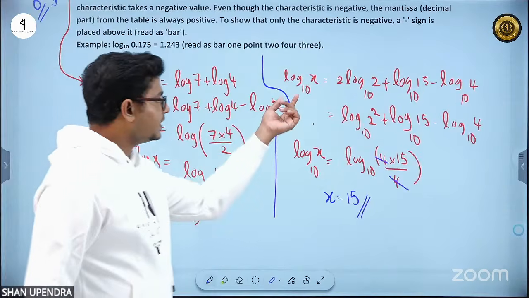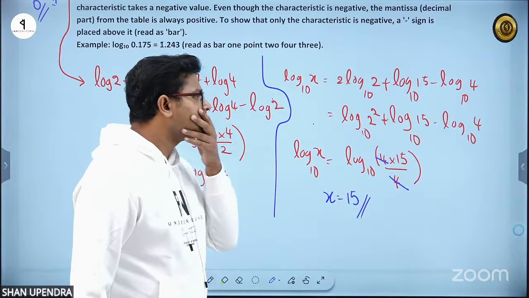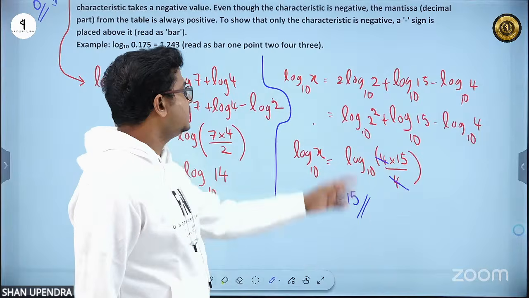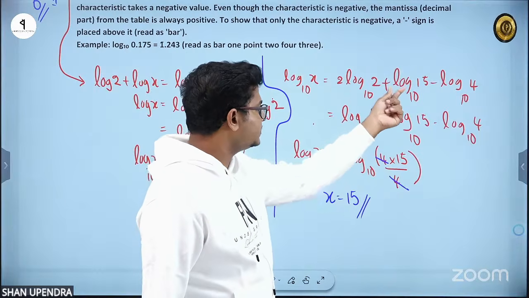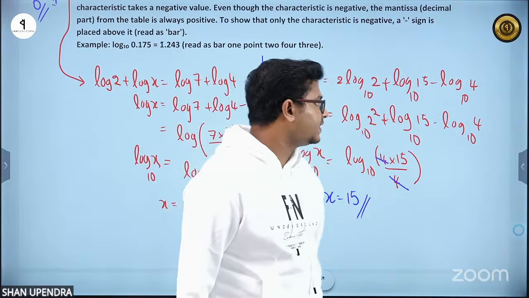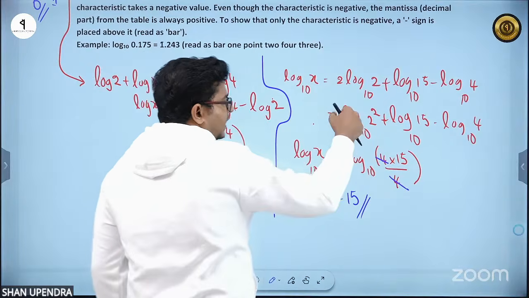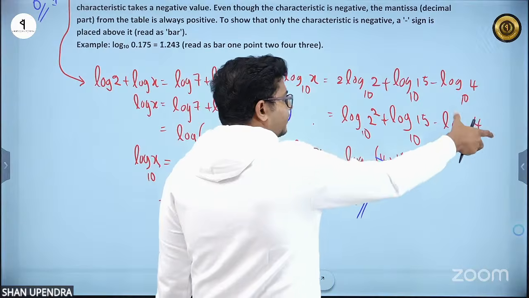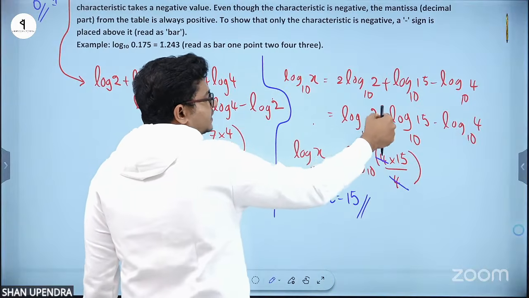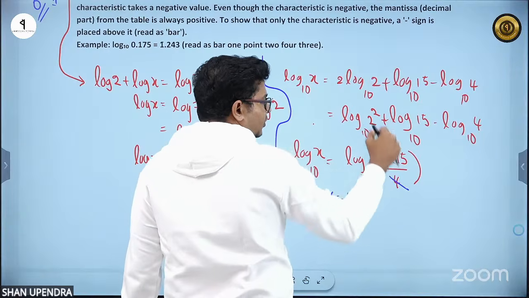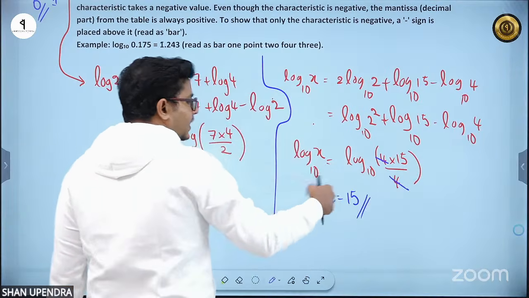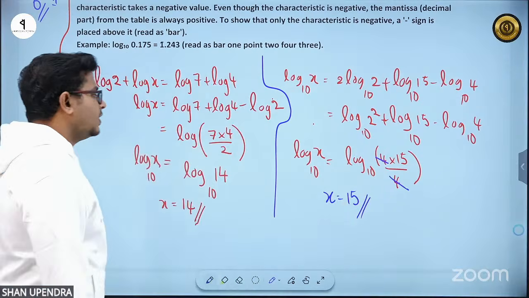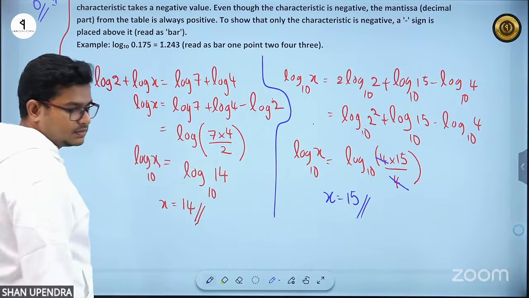So here I'll explain that one again because maybe the sound is not there when I'm explaining this one. So log base 10 x equals, here the question is 2 log base 10 of 2 plus log base 10 of 15 minus log base 10 of 4. So we can represent this one as log base 10 of 2 to the power 2 plus log base 10 of 15 minus log base 10 of 4. So here this is plus, so we can write this is a multiplication, the division. So 2 to the power 2 means 4 into 15 divided by 4. Finally, x equals 15 because here this is same base. You can take the antilog, x equals 15.